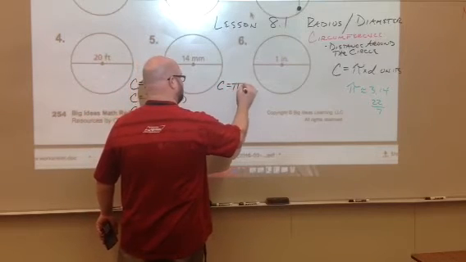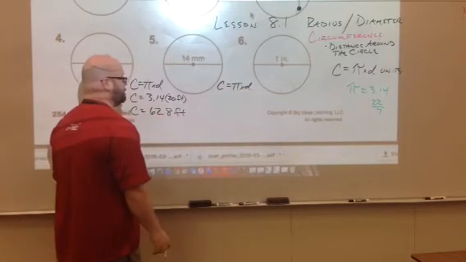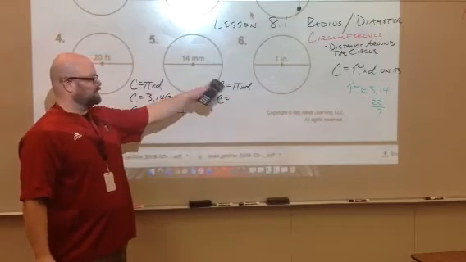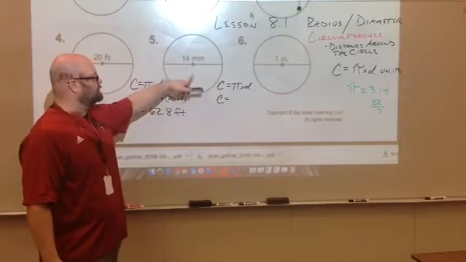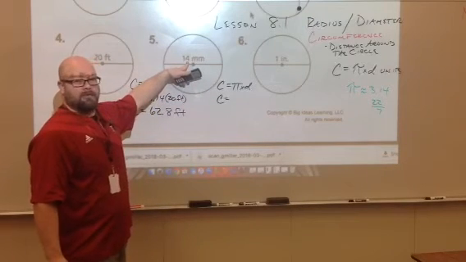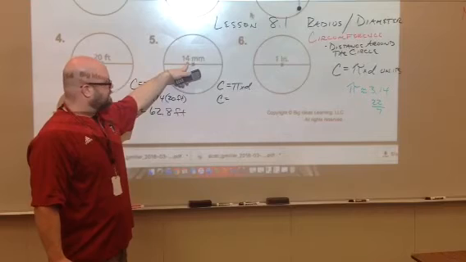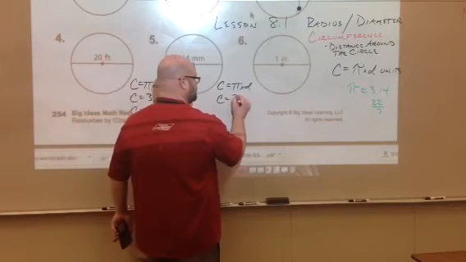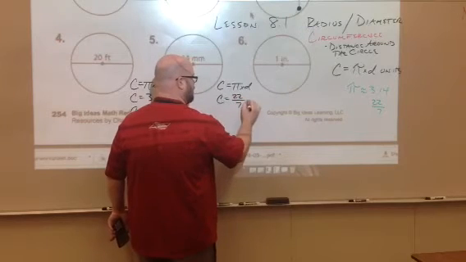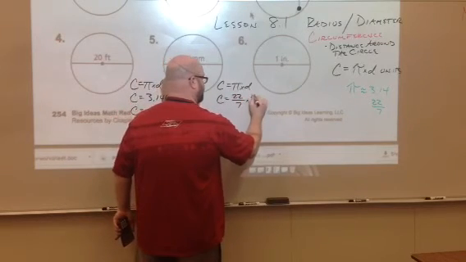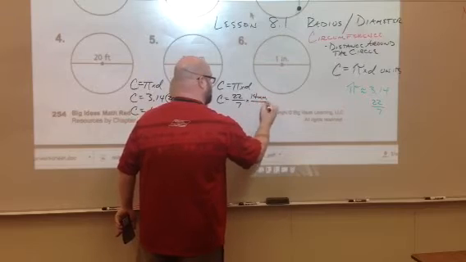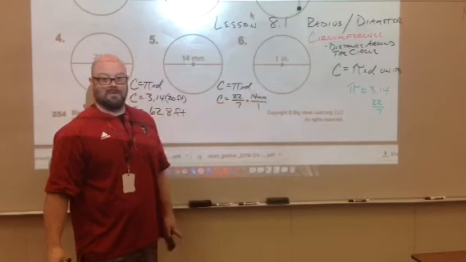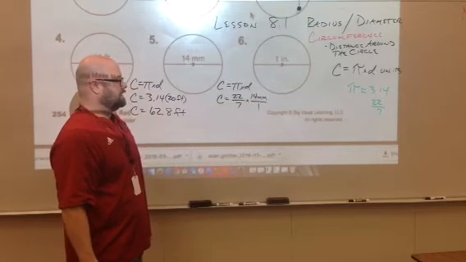Number 5. C equals pi times diameter. Circumference equals, now let's look at our diameter to determine what form of pi I'm going to use. Is 14 a multiple of 7? Yes. 7 times 2 is 14, so I'm going to use 22/7 as my form for pi. Times 14 millimeters over 1. Again, I'm always going to balance my fraction by putting a 1 underneath it.